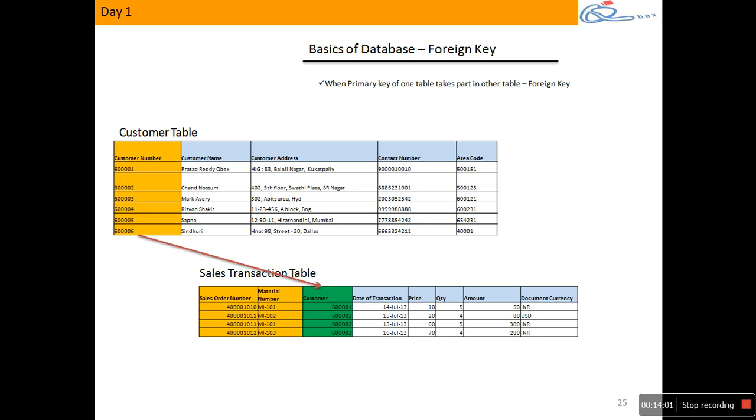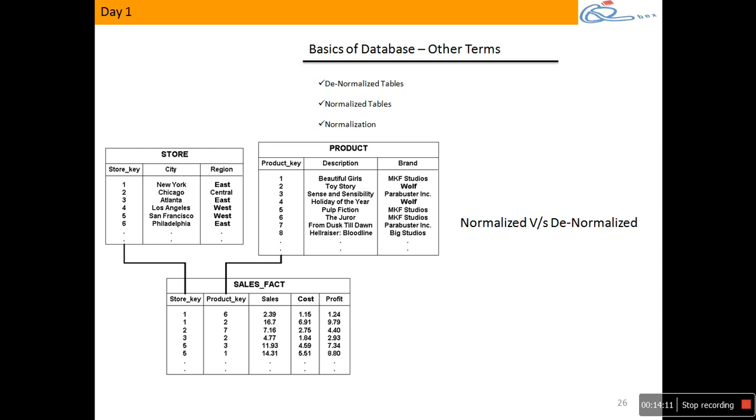Okay. So do you understand what a foreign key is now? When a primary key of one table takes part in another table, we call it a foreign key. Clear on this? Okay. Good. Now we need to understand these concepts of denormalized tables, normalized tables, and normalization. Now look at this.